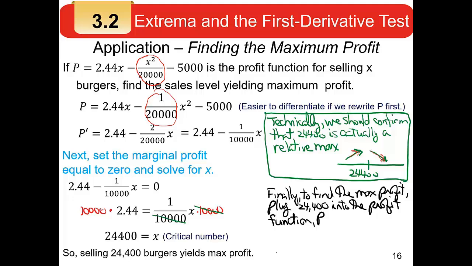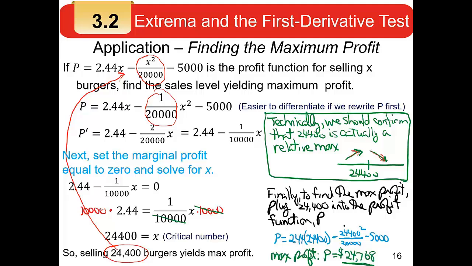And then the last step is to take that x value and plug it back into the profit function and find out what that profit would actually be. So you're going to take it in and plug it into the profit function. And you get, after quite a bit of yucky arithmetic, $24,768. So if you have that profit function, your maximum profit from selling a certain number of burgers comes at selling 24,400, and it gives you a profit of $24,768.